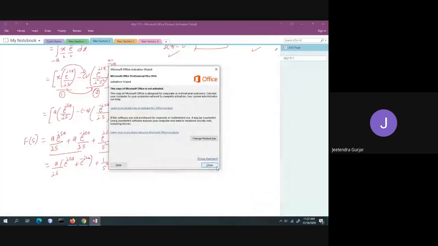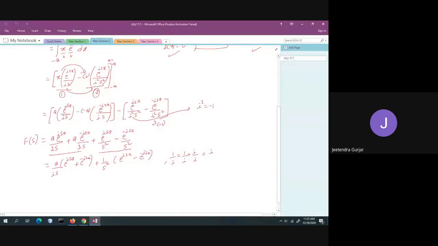So this is i divided by i into i, which will be i square. So i square is minus 1. So this is i divided by minus 1, or minus i. I will substitute this value: 1 upon i is nothing but minus i.